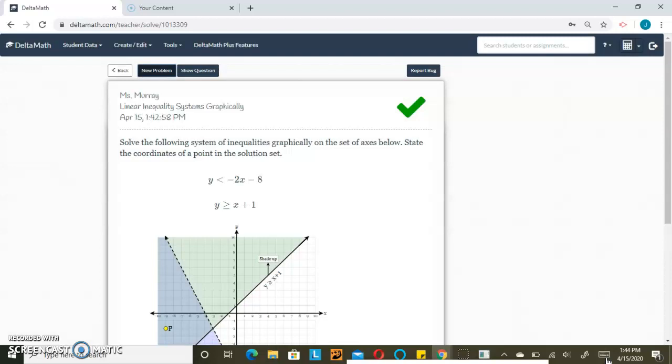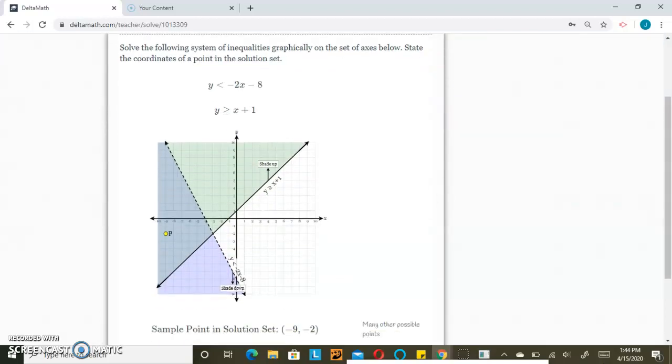So that's going to be your Delta Math assignment on systems of inequalities. You will graph each inequality separately and then pick a point from the region where the two shadings overlap.